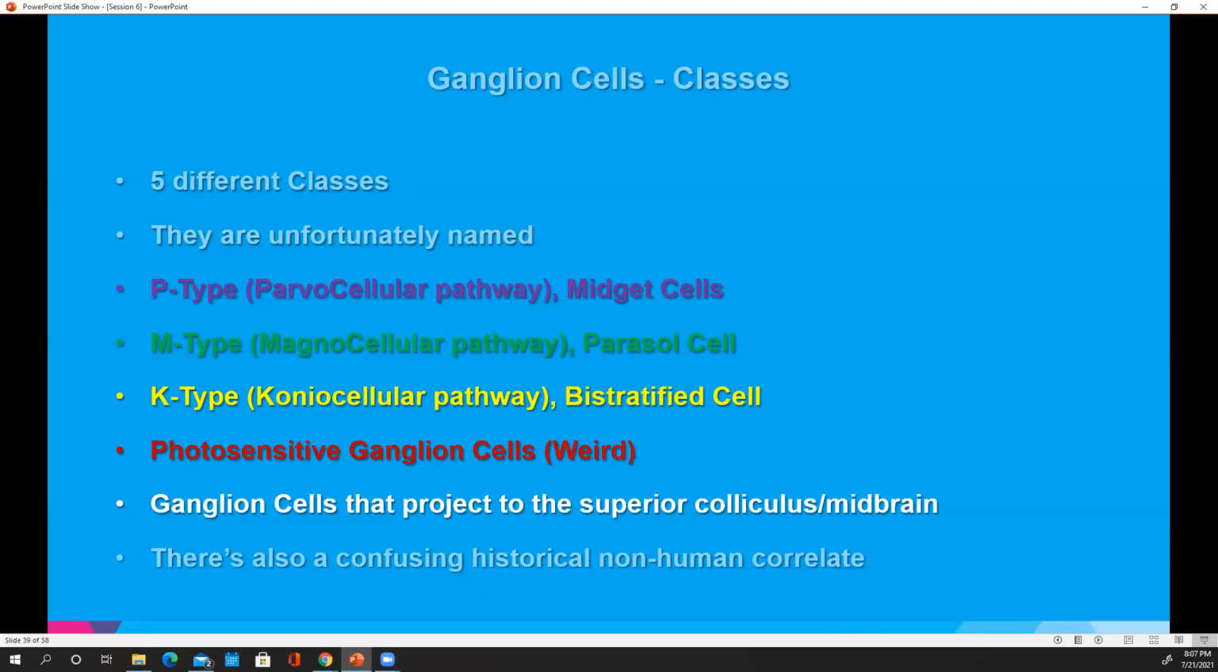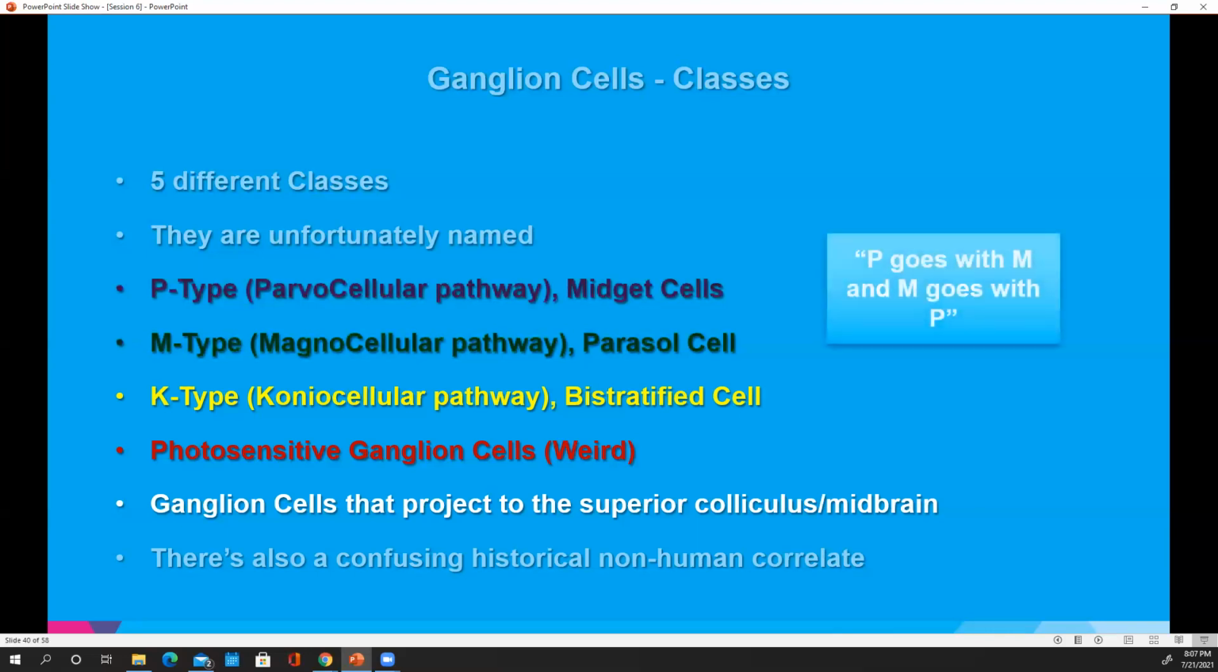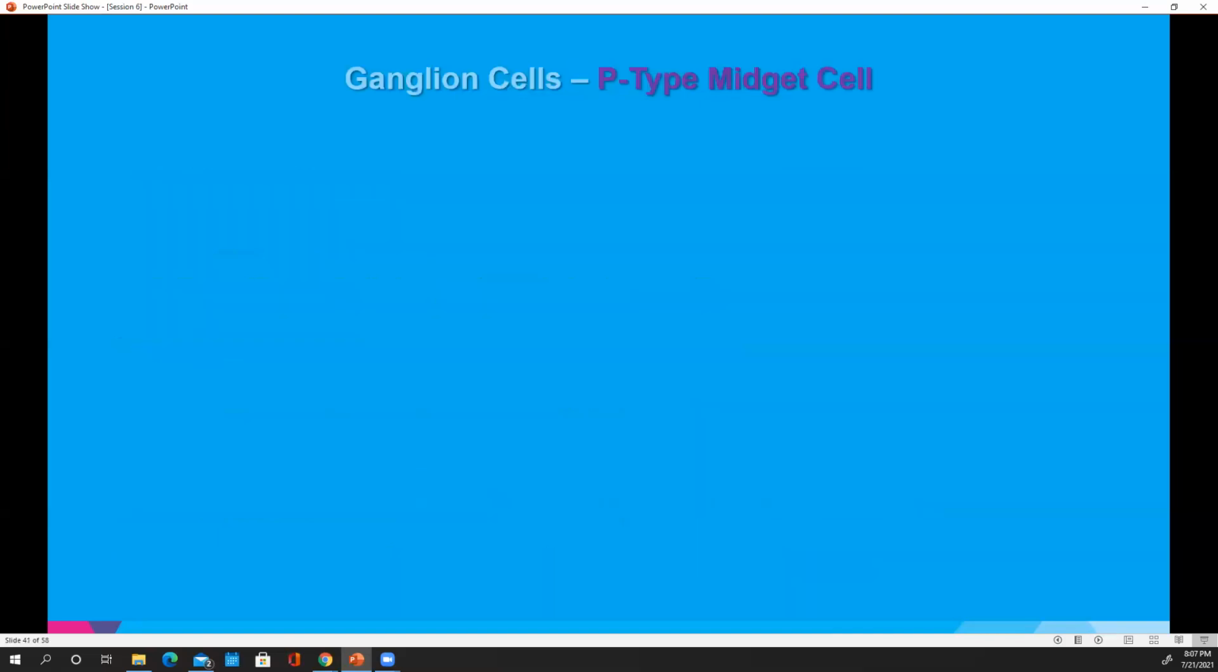But we're not going to talk about it just yet. Okay, so I'm showing these two, and I said P goes with M and M goes with P. It's so bad, but it exists. I don't know what to say. Let's go through the first one.